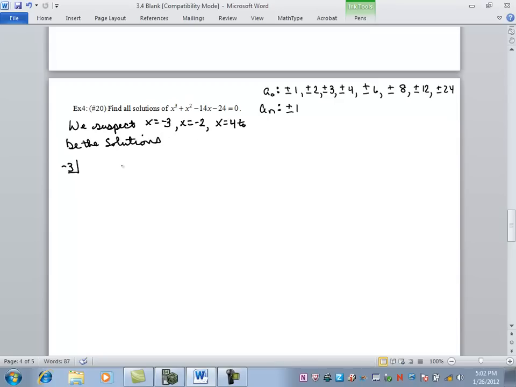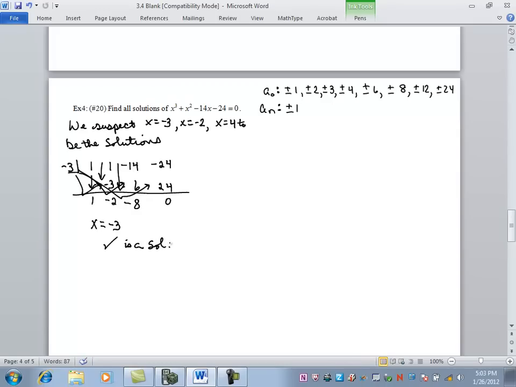Alright, let's use a little synthetic division here, pulling the coefficients from the polynomial. So 1, 1, -14, -24. Remember how synthetic works. This comes down, multiply on the diagonal, we add down, that's -2, multiply, that's 6, we add down, that's -8, multiply, that's 24, and I'm left with a remainder of 0, so x equals -3 is a solution.